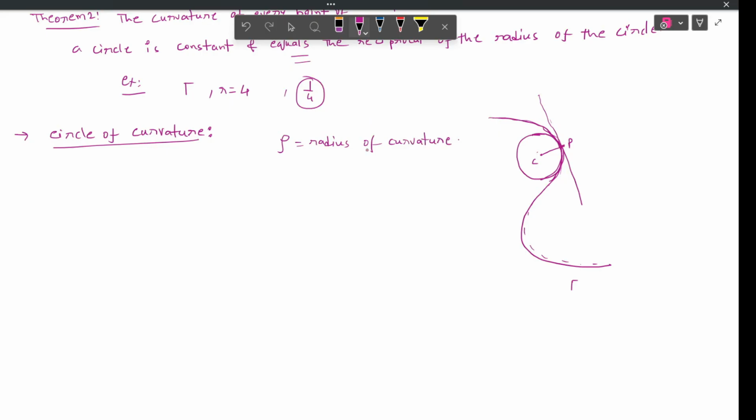Okay, so you can see that the circle of curvature, the center of curvature and the radius of curvature will vary as the point P travels on the gamma curve. Thus, at point P, the curvature of this curve gamma is k. This k is the curvature of the curve, and the curvature of the circle.